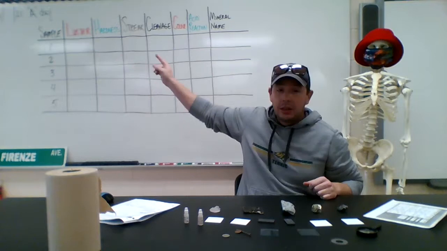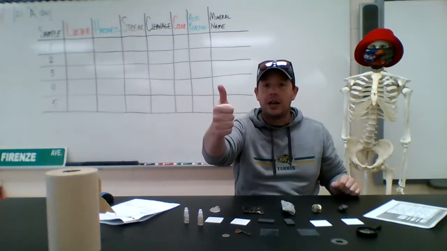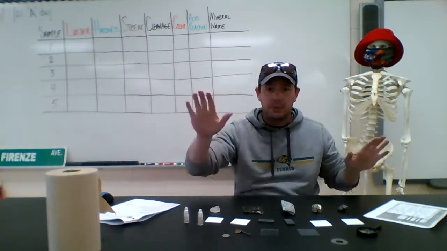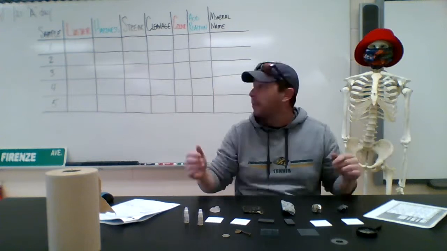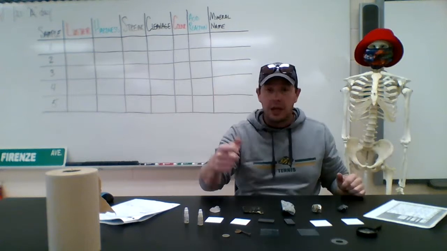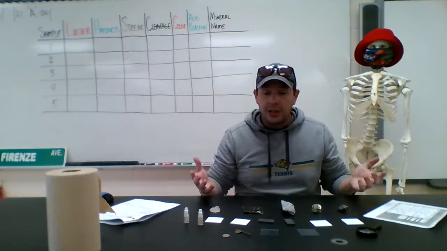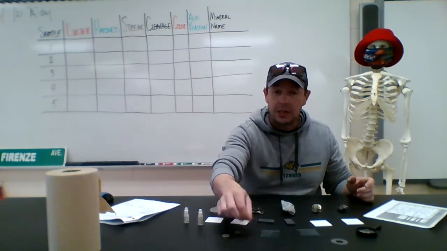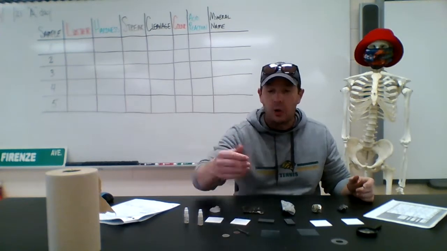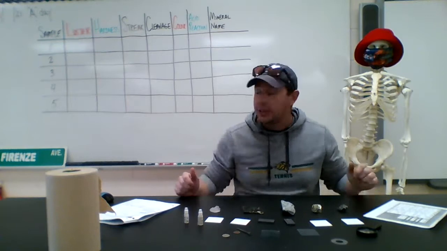We've got luster. Luster is how shiny something is. That's as simple as that. Is it shiny? Is it not? Yes or no? We've got hardness. Can it scratch things? Can it scratch a glass plate? Does it get scratched by a nail or a penny or your fingernail? So we're going to scratch stuff.